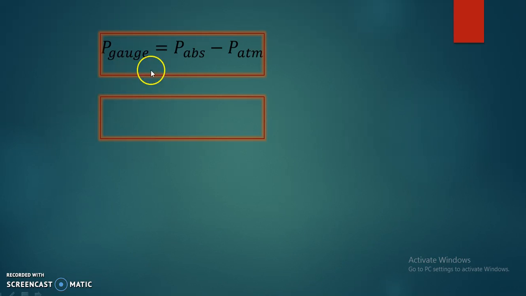As we see from the graph, if we remove the atmospheric pressure from the absolute pressure, we can get the gauge pressure. Now the vacuum pressure: when we remove the absolute pressure from the atmospheric pressure, we are going to find the vacuum pressure. Thank you.